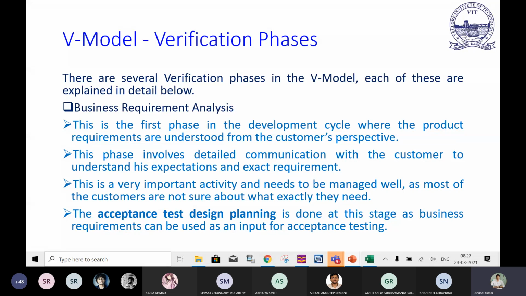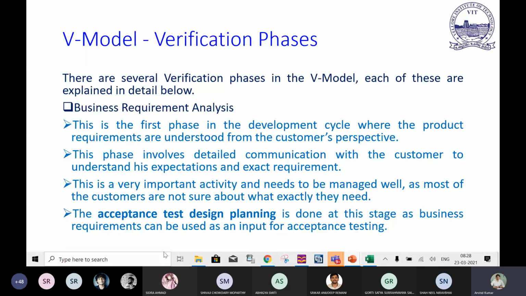It is a very important activity and needs to be managed well, as most customers are not sure about what exactly they need. So acceptance test design planning is done at this stage, as the business requirement can be used as the input for the acceptance testing. So some steps you can ignore or accept, and then you can proceed to the next phase.